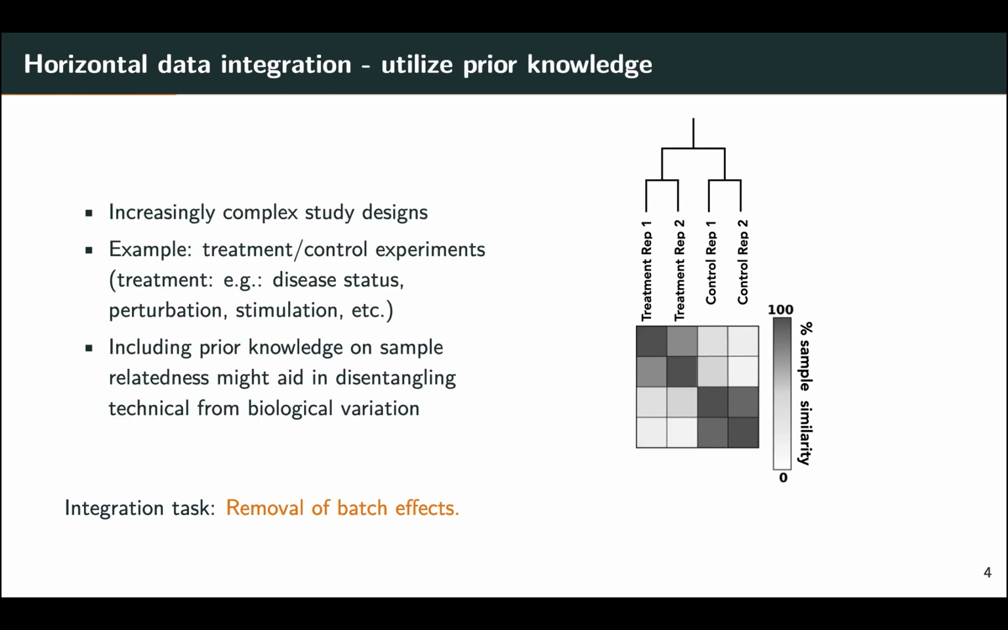When we're considering increasingly complex study designs, it might be of interest to be able to include prior knowledge on the relatedness between samples in our integration framework. So for example, for treatment-control experiments, where the treatment could be, for example, the disease status or perturbation, it would be good if we could use this information to help us disentangle technical from biological variation.